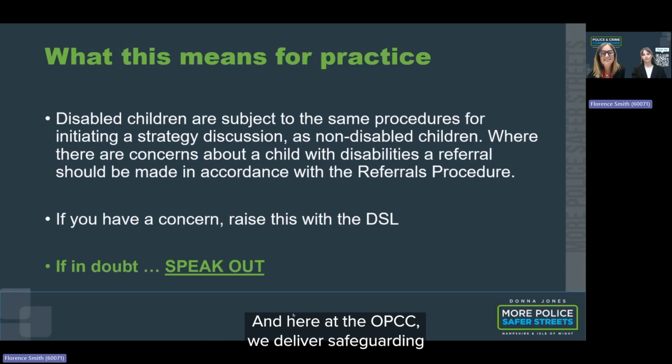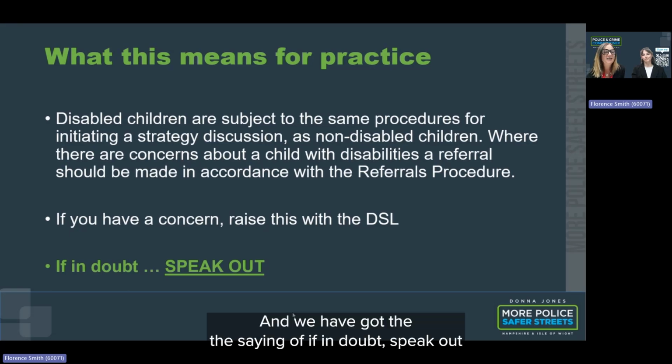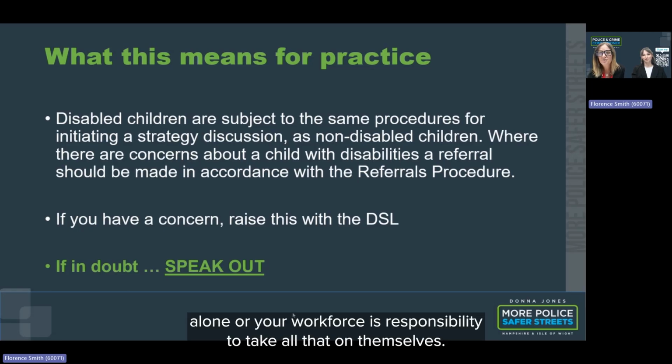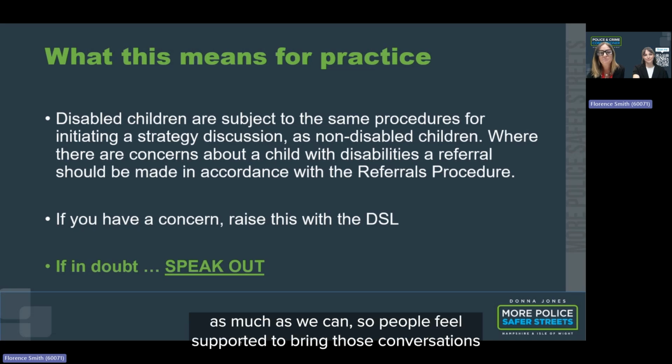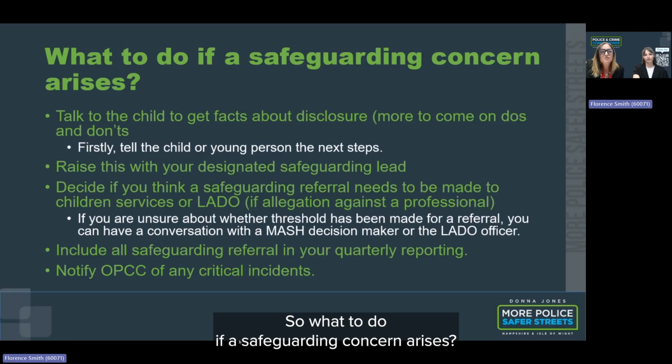And here at the OPCC, we deliver safeguarding to all of our different teams here. And we have got the saying of, if in doubt, speak out, because it's not your responsibility alone or your workforce's responsibility to take all that on themselves. So we're always encouraging the culture change here, because safeguarding is always about culture, to make sure that we're speaking about this as much as we can, so people feel supported to bring those conversations to you as a manager or a safeguarding lead. So what to do if a safeguarding concern arises?